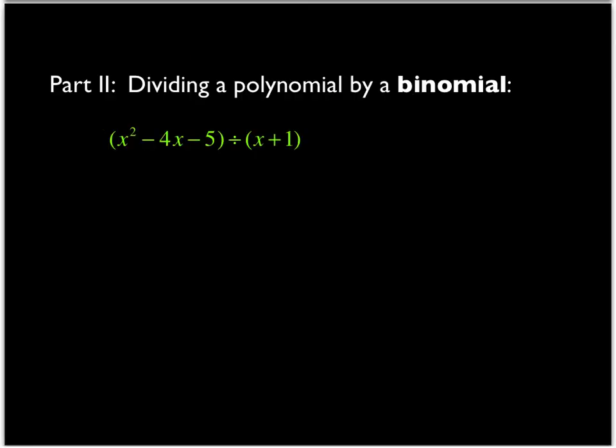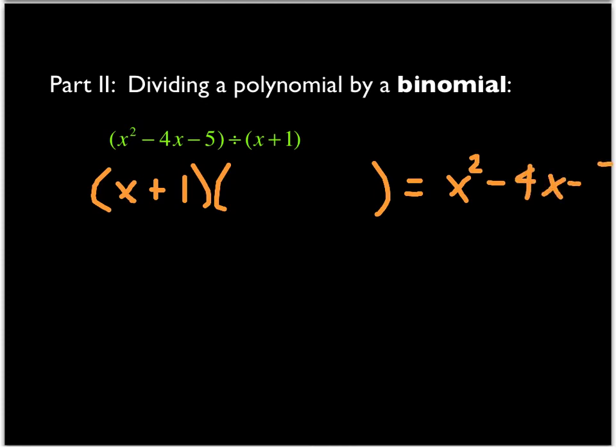Now we get to a little bit tougher situation, when I'm dividing a polynomial by a binomial. Binomial, remember, would be two terms like this. Now, one approach that we can use to do this is just think back to our factoring methods before. What we're really saying here is that I have this x plus 1. I'm going to multiply it by something, and I'm going to end up with that x squared minus 4x minus 5. And we can kind of think about what we might use here.